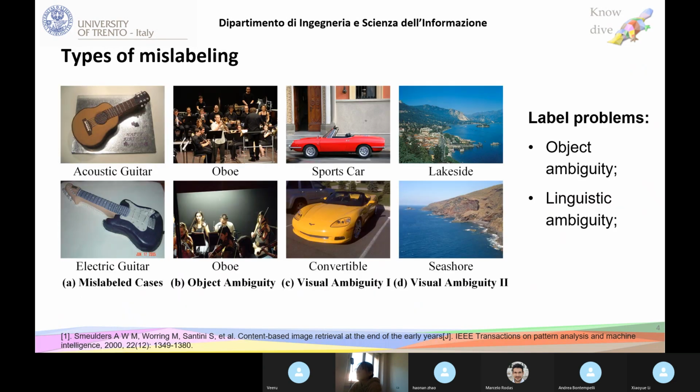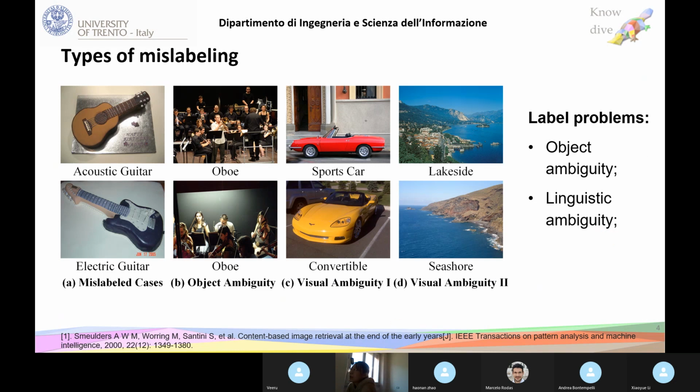Okay. To address the above issues, we introduce a knowledge representation theory and approach to the process of data collection and labeling. So we propose an image labeling process with human-in-the-loop interactive refinement, aiming to generate high-quality ground truth datasets. Here we take ImageNet as an example to explore the ground truth in object recognition datasets. We divide the mislabeling cases into two types, object ambiguity and linguistic ambiguity.